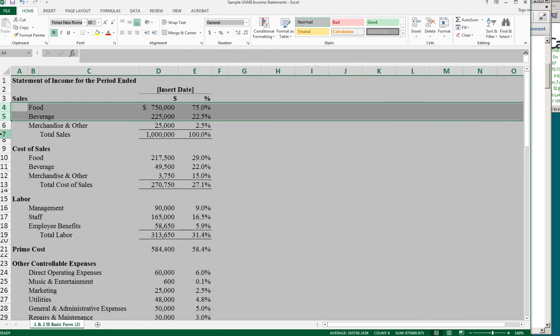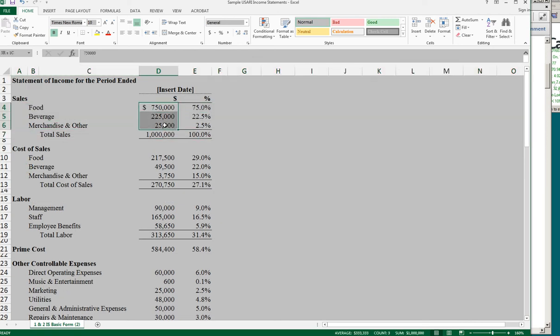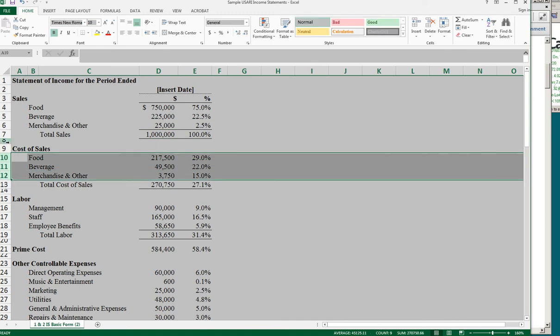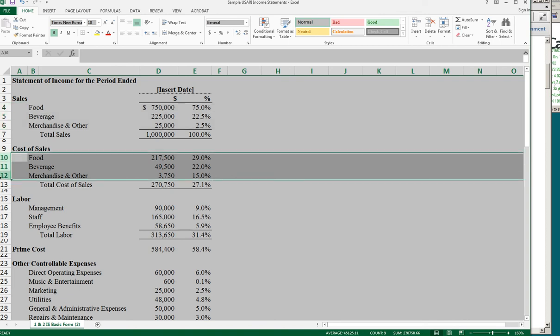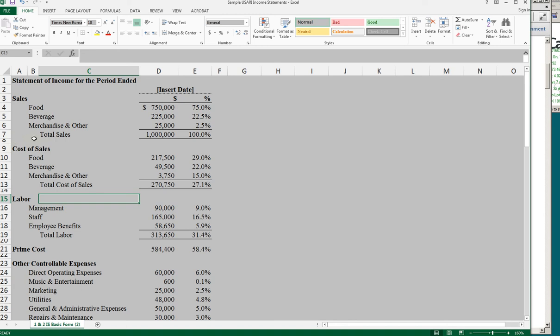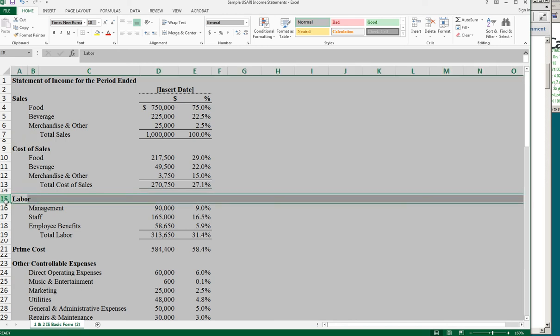You want to do a subtotal of your breakouts. So if you've broken out by sales, you want a subtotal of total sales. Which cost of sales lines you have and show should be reflective of the sales lines that you've shown above. So if you've broken out a sales line above, you want to make sure that you have the corresponding cost of sales lines below.